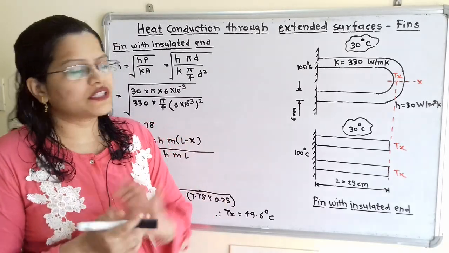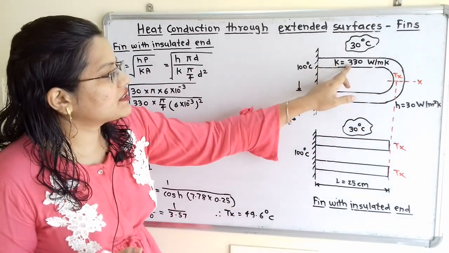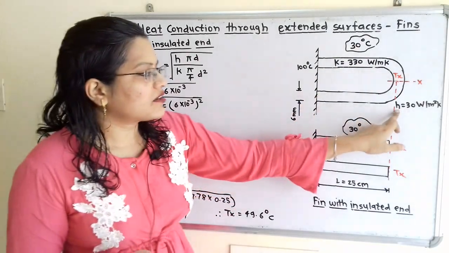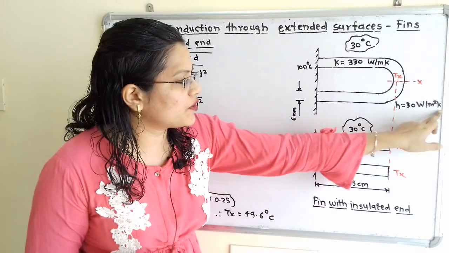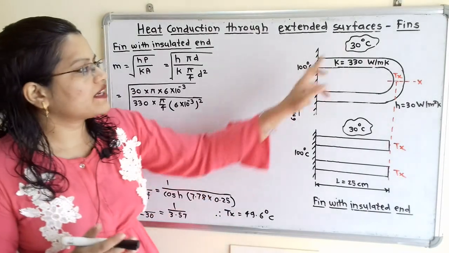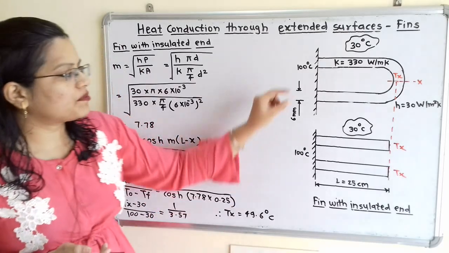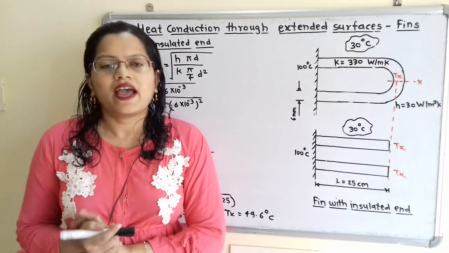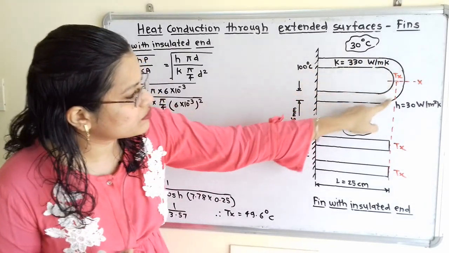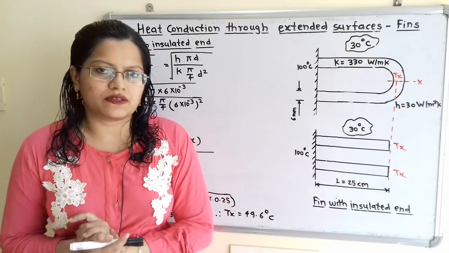Conductivity of this U-shaped rod material is given, that is K equal to 330 Watt per meter Kelvin. Then the convective heat transfer coefficient H is equal to 30 Watt per meter square Kelvin. Surrounding temperature is also given, 30 degrees Celsius. Then the diameter of this rod is 6 mm. And what is the total length of the rod? If we observe here, the total length of the rod is 50 cm. That is also given in the question.